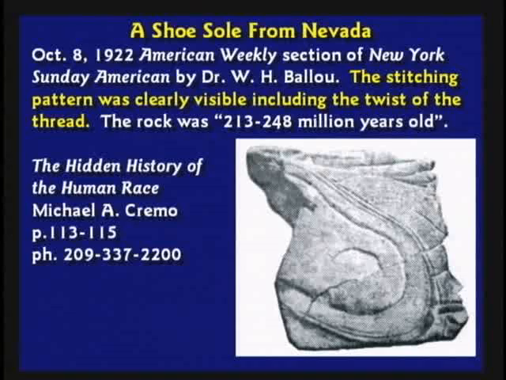American Weekly, 1922, ran this article. New York Sunday American. The sole of a shoe from Nevada. The stitching pattern was clearly visible, including the twist of the thread. The rock was 213 to 248 million years old.